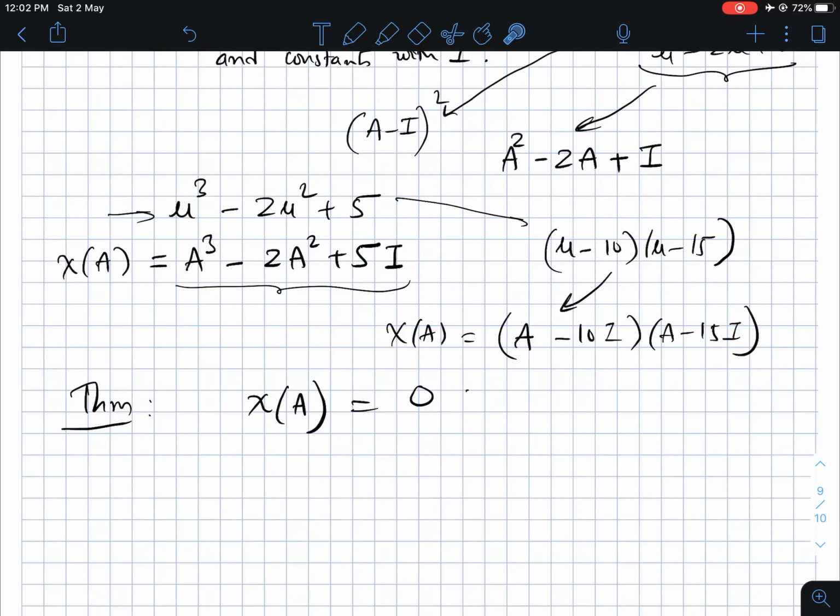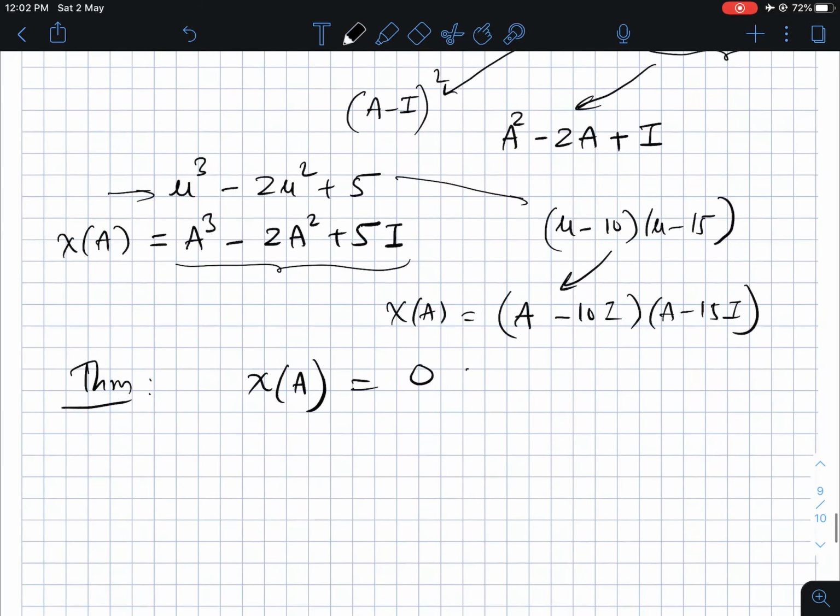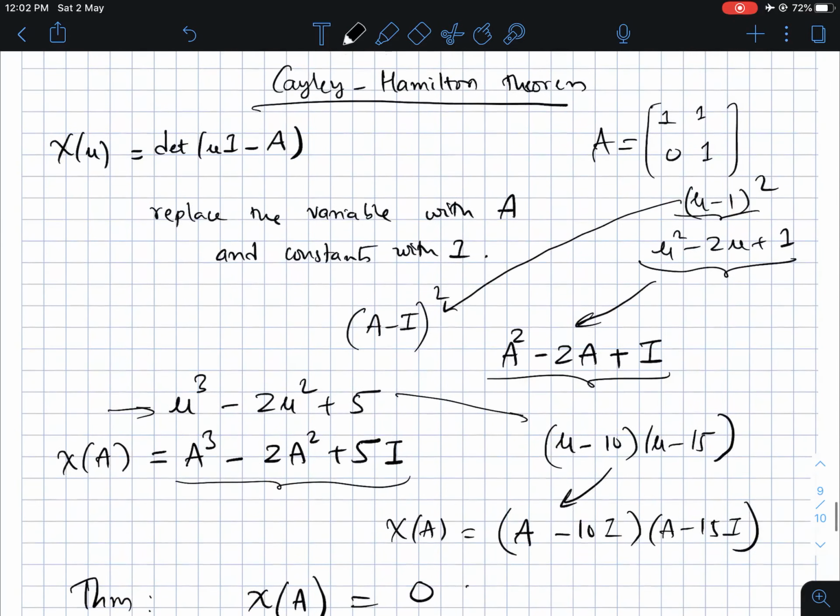So the Cayley-Hamilton theorem has many applications, mostly having to do with powers of matrices. For example, here you can argue that A square is just 2A minus I. So I don't have to compute A square. If I know for some reason the characteristic polynomial of the matrix, then it's very easy for me to find matrix powers.